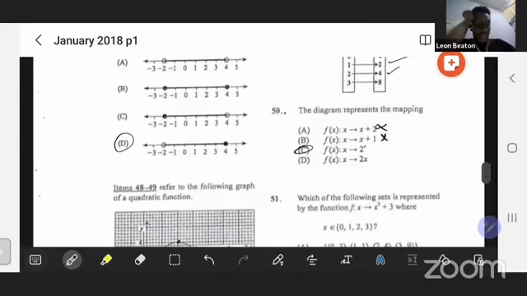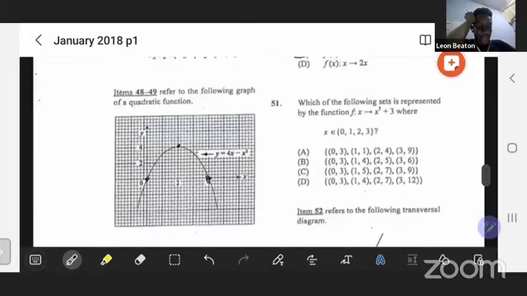Okay, so one says, which of the following sets is represented by the function f of x, which maps onto x to the second power plus 3, where x is equal to... so we've got to find the sets that will give you this when you plug x into it. Most obviously, the x values have got to be 0, 1, 2, and 3. So we just have to find the corresponding y values to these x values here.